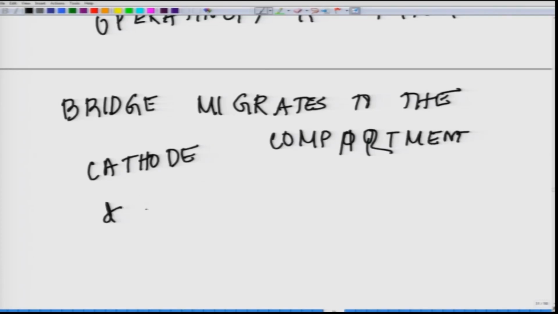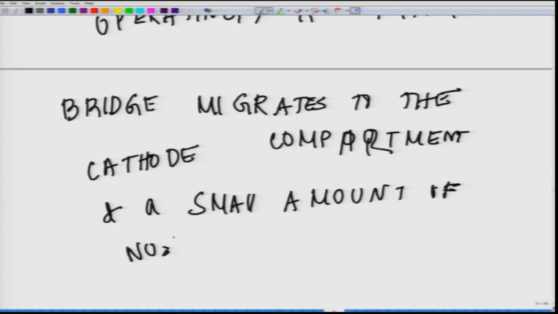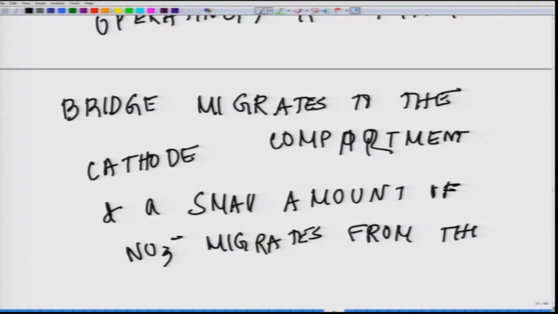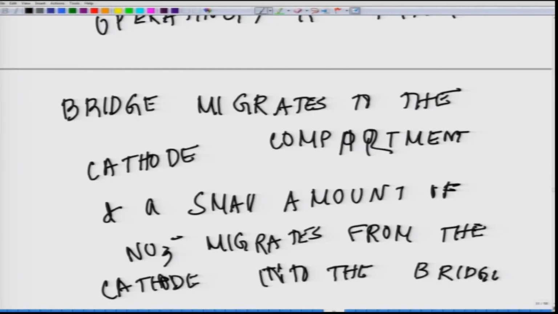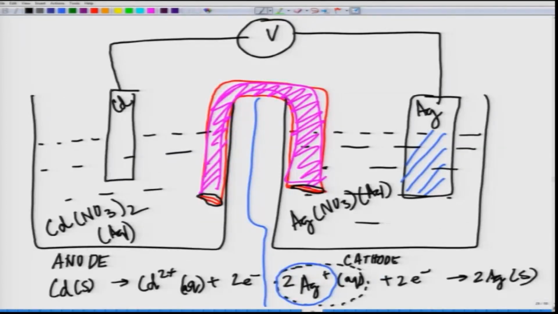compartment, and a small amount of NO3 minus migrates from the cathode into the bridge. Now, let us revisit the picture, what is happening. So, now here it is filled with potassium. Okay. So, let us draw it, that will make more sense.